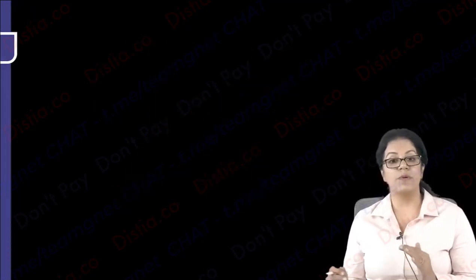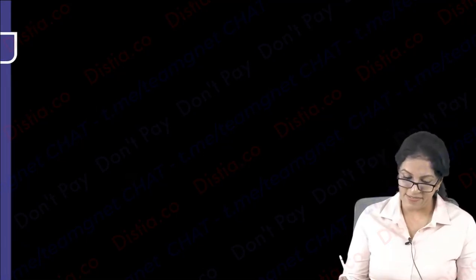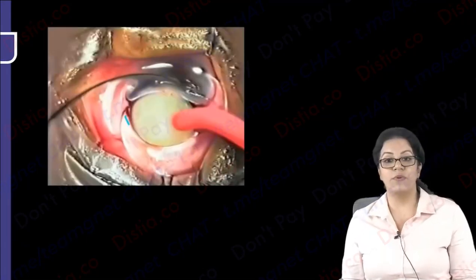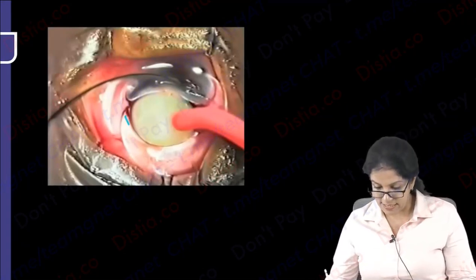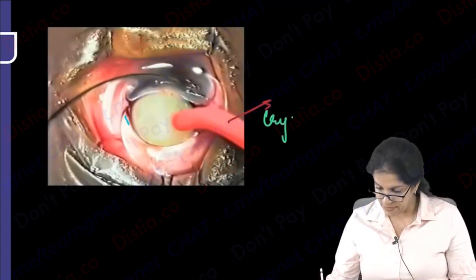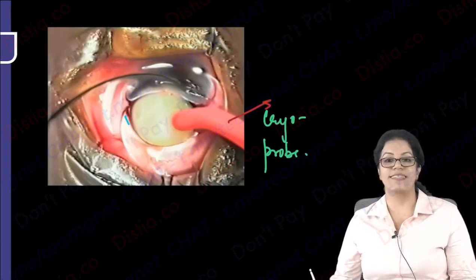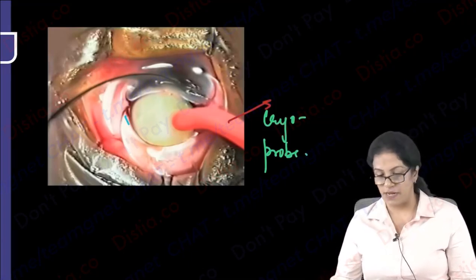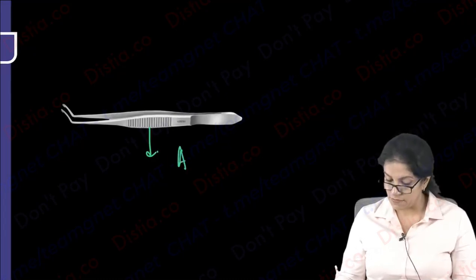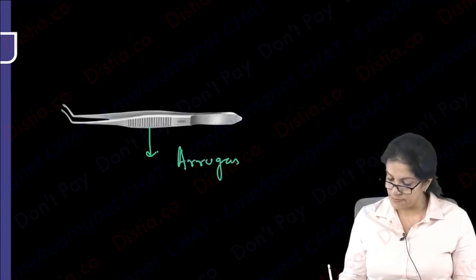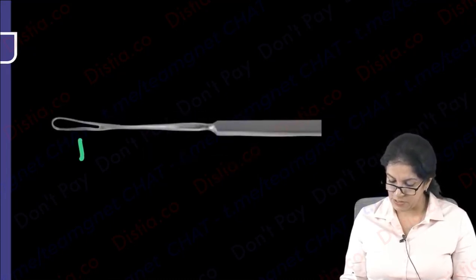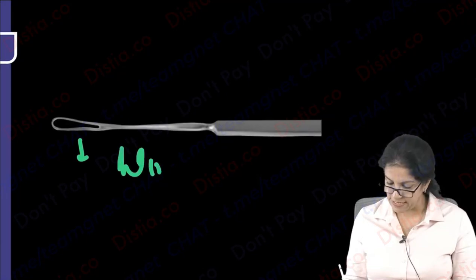So this was about ICC. What is the next surgery we can do? Have a look here. What you see in this slide is a cryoprobe. This is your cryo extraction, ICC through cryo extraction. This is your Arruga's forceps. And look at this, a spoon-like instrument. This is called wire vectis.